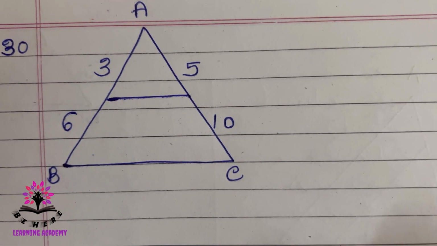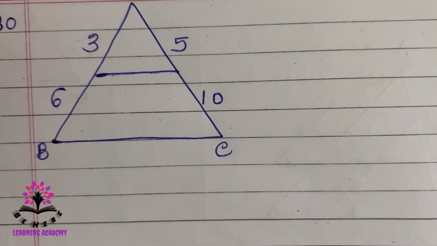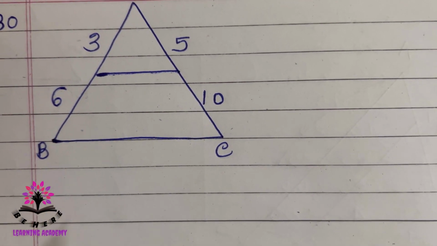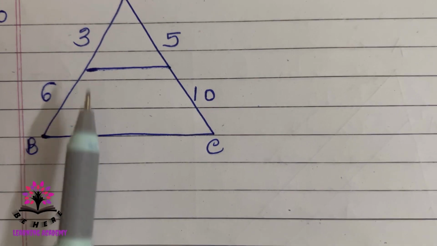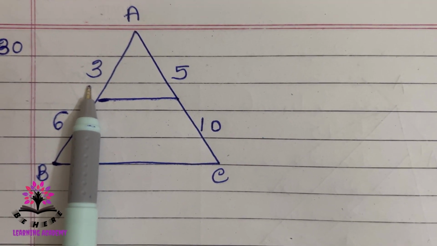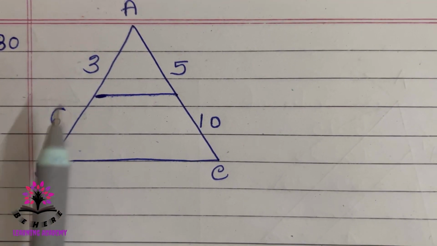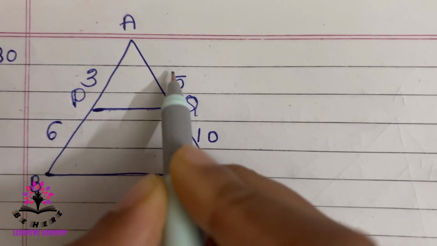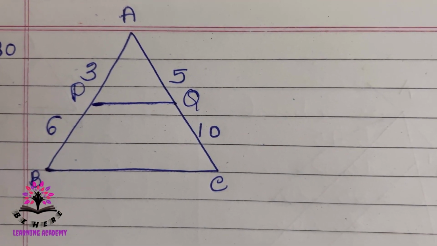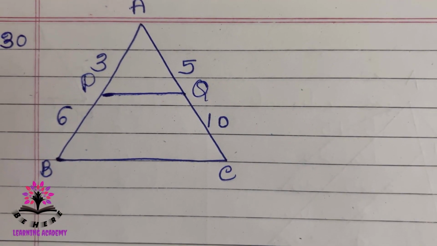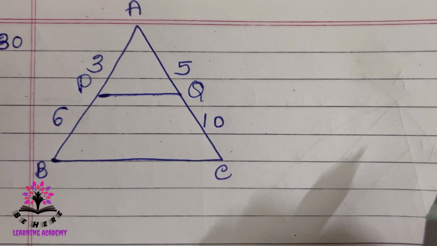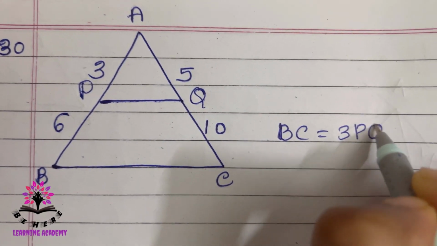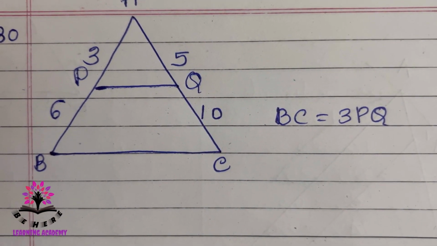See the next question. In the given figure, P and Q are the points on the side of AB and AC respectively of the triangle ABC. If AP is equal to 3 centimeter, PB is equal to 6 centimeter, AQ, this is P, this is Q, I forgot to write it, is 5 centimeter and QC is equal to 10 centimeter. You have to show that BC is equal to 3PQ. Let us solve this problem now.